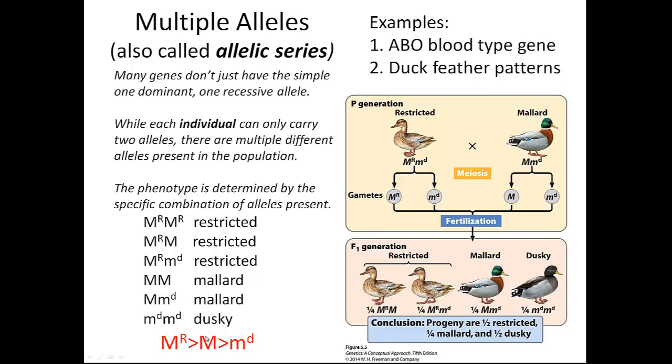individual. So for the mallard allele, in some cases, it will act like a recessive allele when it's together with the restricted allele. Other times, it will act like a dominant allele when it is together with the dusky allele.